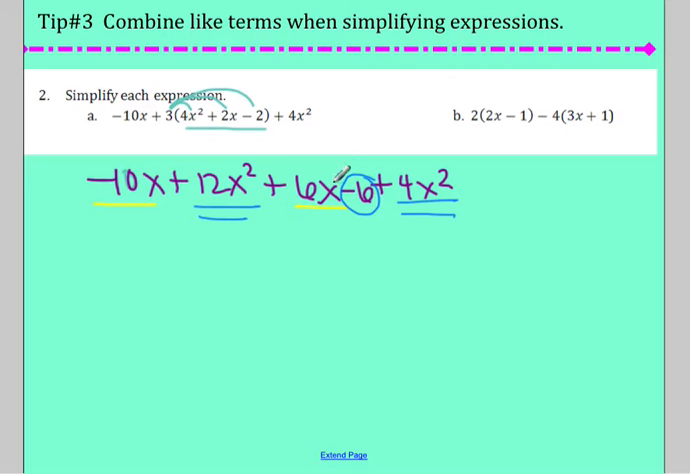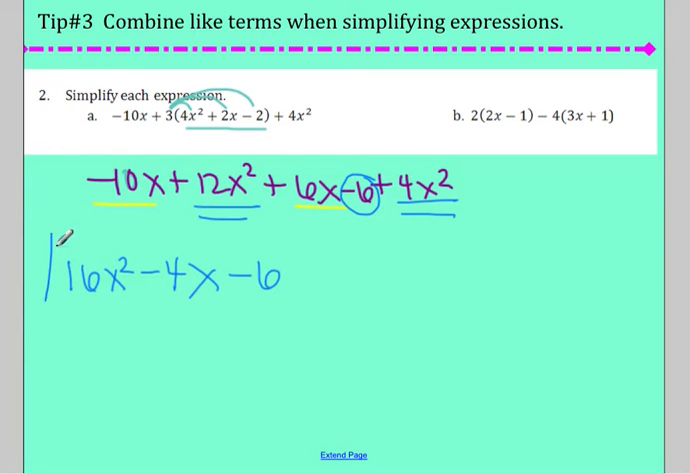Okay, so my answer is going to be, I'm going to take the highest degree, so x squared. It's 12x squared plus 4x squared. So 12 plus 4 is 16x squared. Then I look at my x's, so I have negative 10x plus 6x. Negative 10 plus 6 is negative 4x. And then lastly, minus 6.